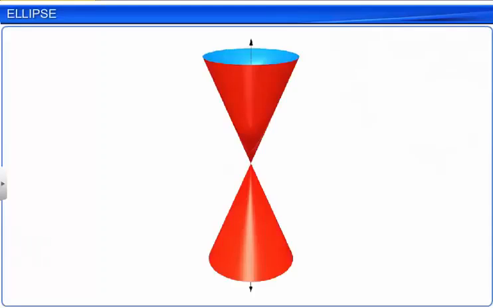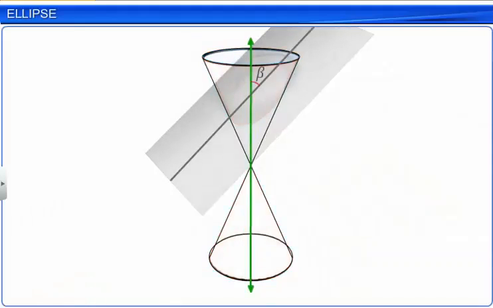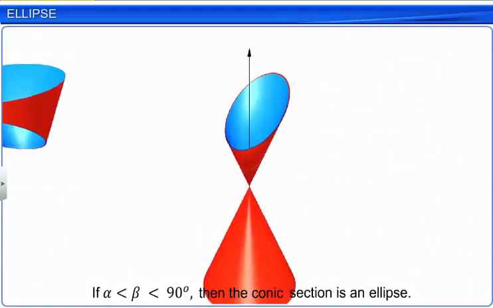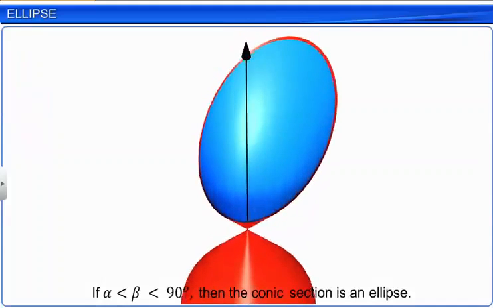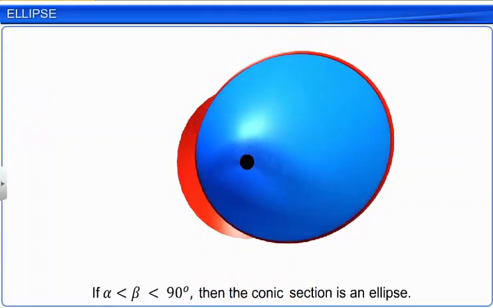You have seen that when a plane intersects the nappe of a cone at any point other than the vertex, such that the angle beta between the plane and the axis of the cone is greater than angle alpha between the axis and the generator of the cone, but less than 90 degrees, the resulting conic section is an ellipse. We better know an ellipse as an oval shape.